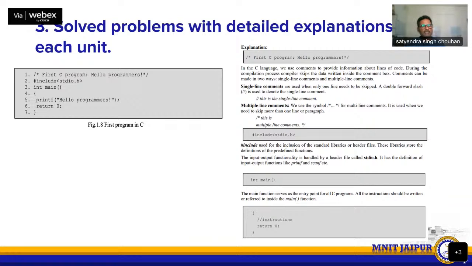Throughout the book, we also maintain that each solved problem given in the book is explained in detail. Every segment of the programming example that is shown in the book is explained line by line. As you can see here, one snapshot is given from the book where the example is written, and for each line, the explanation of the example is given on the right hand side. Throughout the book we maintain this concept.